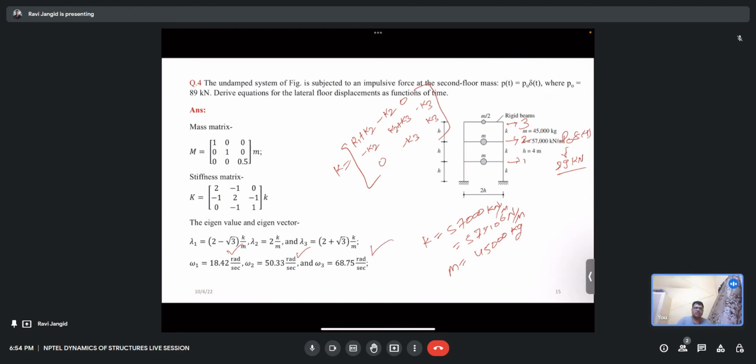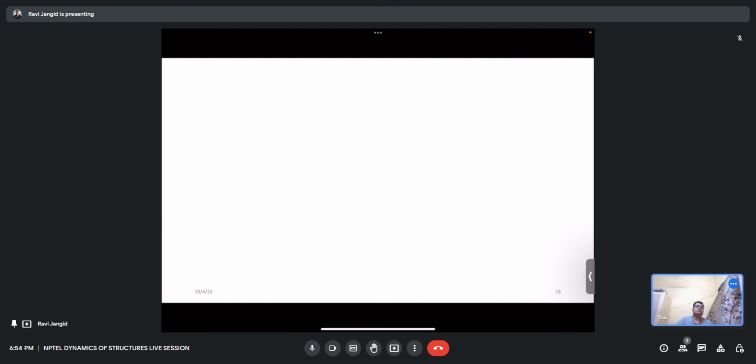So now after getting omega 1, omega 2 and omega 3, I need to calculate the mode shapes. The eigenvectors, the mode shapes, I have calculated directly; you can do it by yourself.